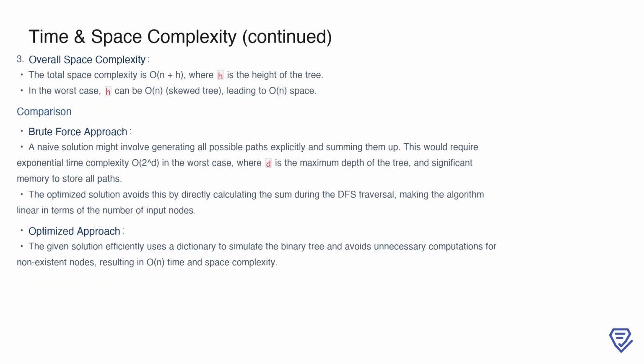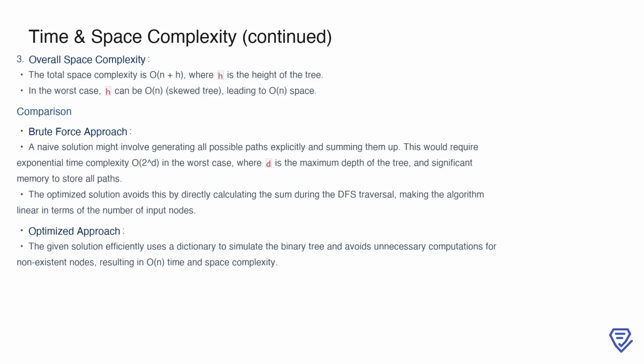Taking both components into account, the overall space complexity is O(n + h), where h represents the height of the tree. In the worst-case scenario of a skewed tree, the height h can be as large as n, leading to an overall space complexity of O(n).